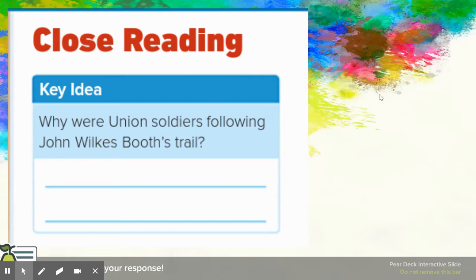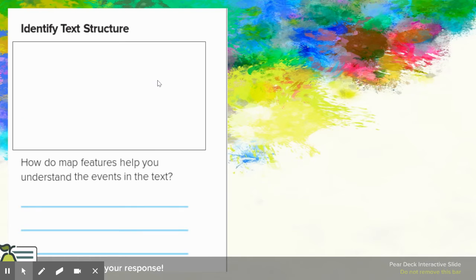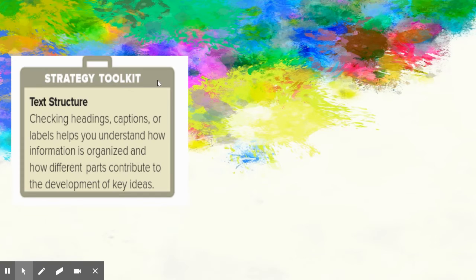There will be a text box for you to type in your answer. The first question is, why were Union soldiers following his trail? And then when we're talking about text features, we're talking about those maps and the keys that help you follow the map. So how do text features help readers keep track of events in the text? Answer that question. And then how do map features help you understand the events in the text? So think about that question as you look at the map.